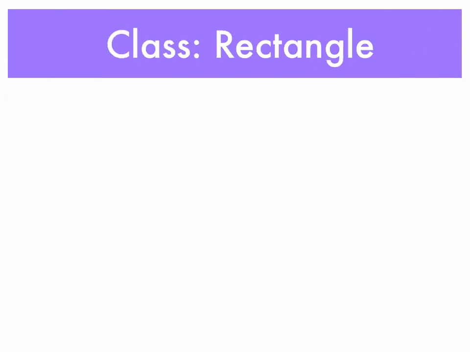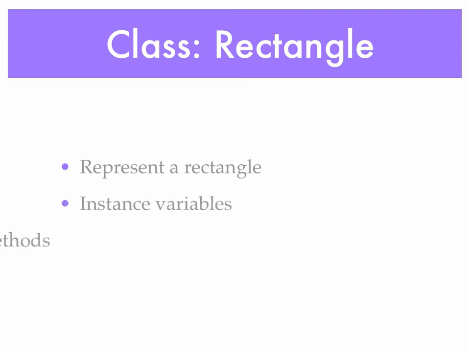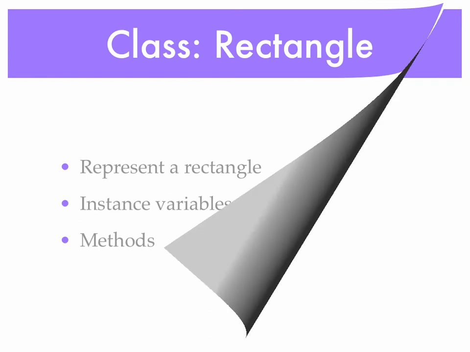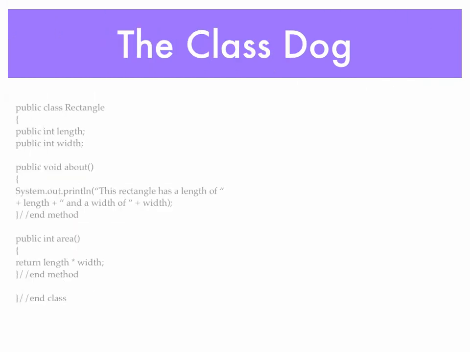So let's look at a class we'll call Rectangle. It's going to represent a rectangle, it's going to have instance variables, and it's going to have methods. So here's our class. Now you'll note that this class has two instance variables. They're both public, they're both ints, they're called length and width. You'll note that it also has two methods, about and area. What's important to note is that it does not have a main method. We define a class in order to create instances of that class. We don't want to run the class per se, so we don't have a main method.